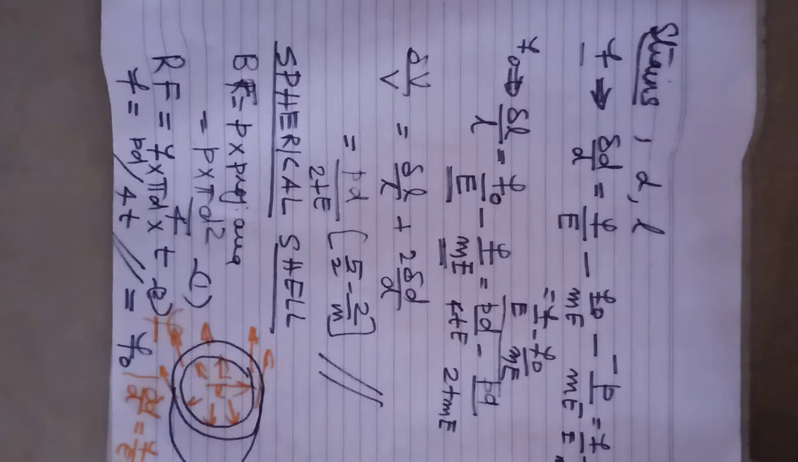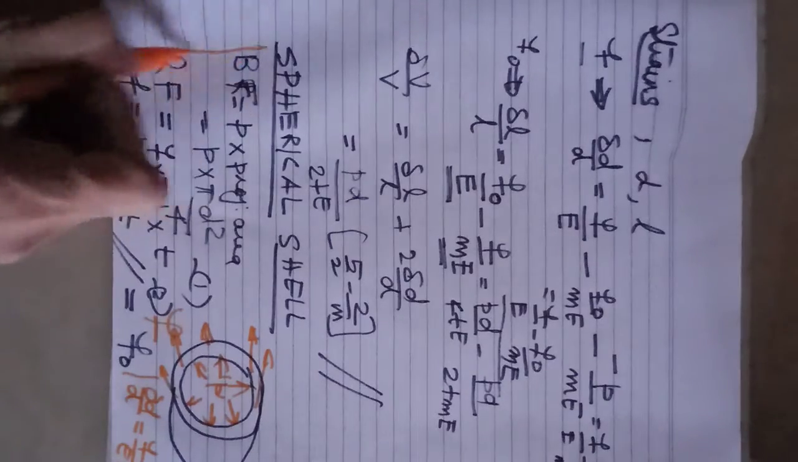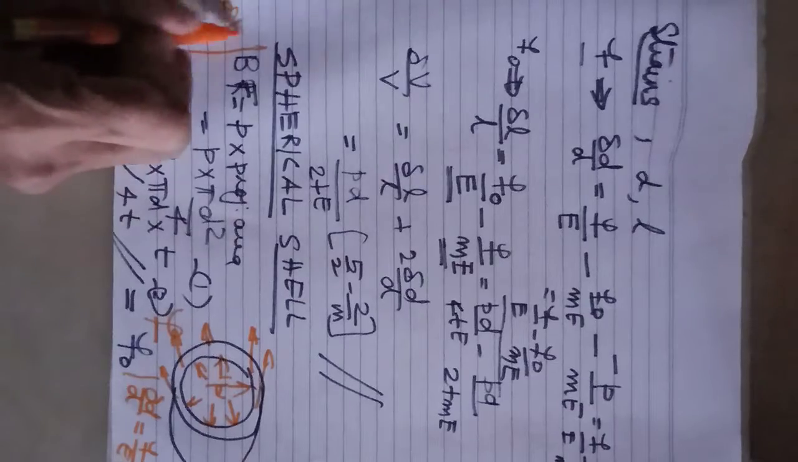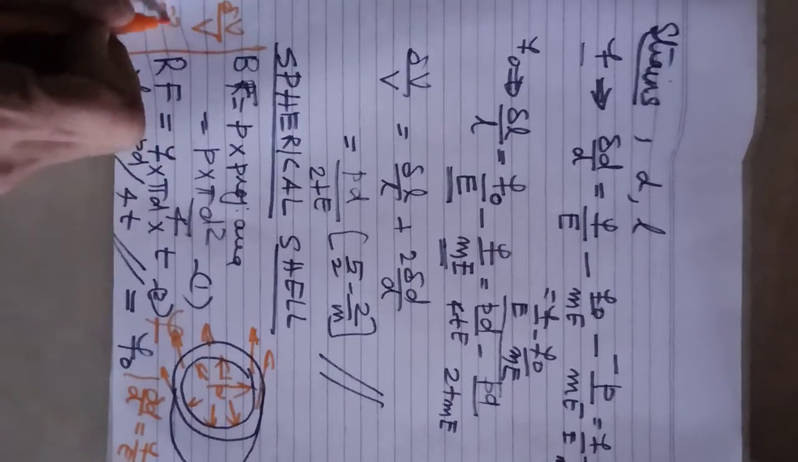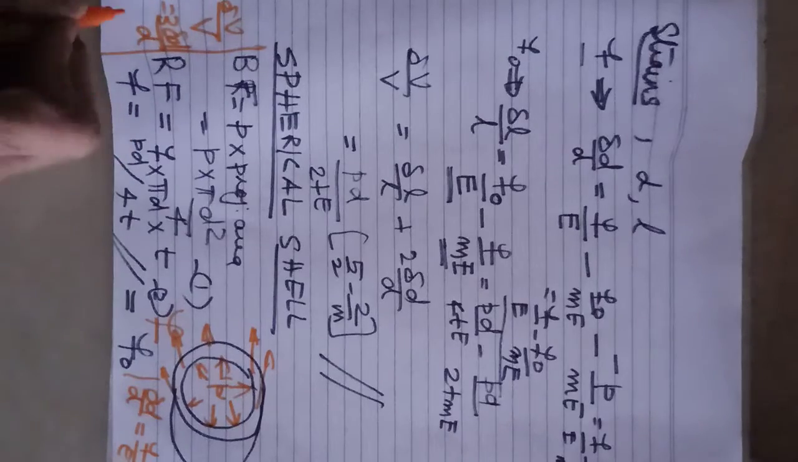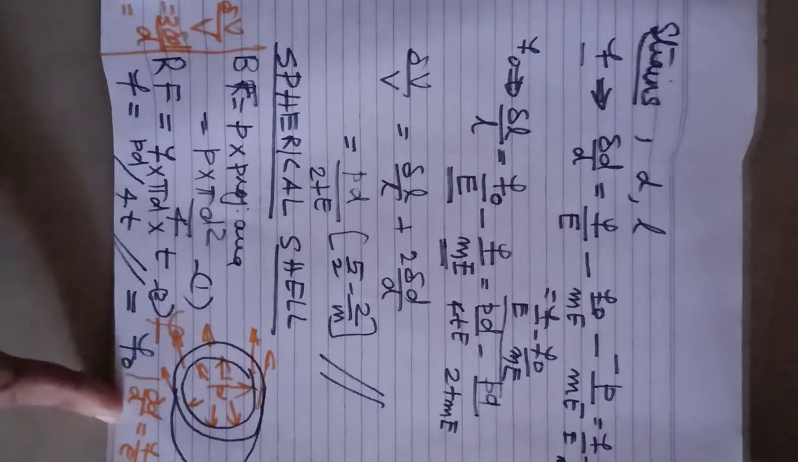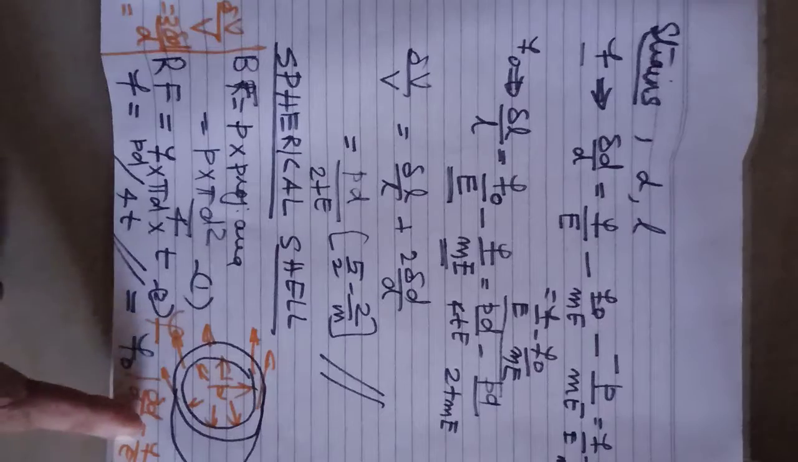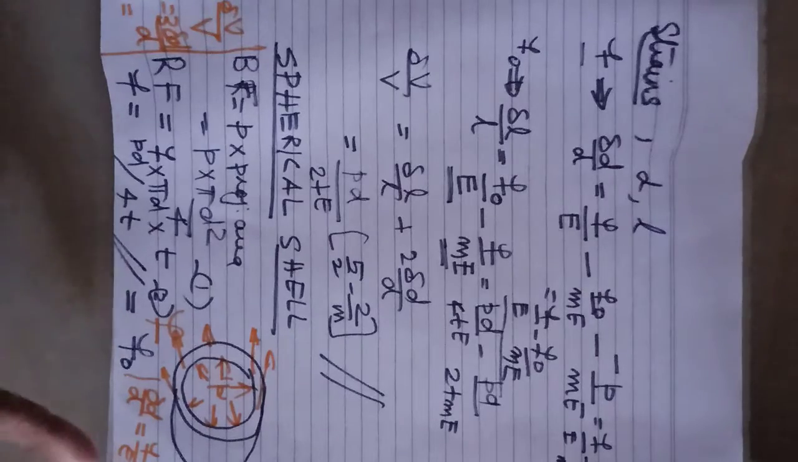Similarly, if you have to find out the volumetric strain delta V by V, you already know what that is, 3 times delta D by D. So you already have this particular value. This is nothing but pd by 4tE into 1 minus 1 by m, because f is equal to f0. So by this you can analyze the spherical shell also. It is very simple. Please go through the notes once again, and if you have any doubt, please ask.